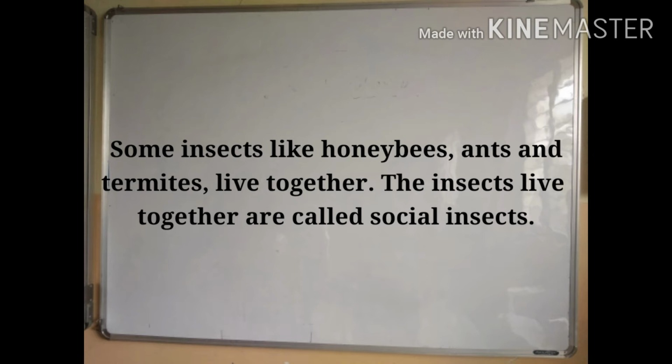Getting? देखो, जो भी ग्रुप्स में रहते हैं, एक साथ रहते हैं, उन्हें कहते हैं सोशल इंसेक्ट्स. मतलब क्या है? The insects that live together are called social insects. हम लोग भी एक साथ रहते हैं, इसलिए ह्यूमन को क्या कहा जाता है? Social animal. We are living in society. Like this, these insects also have a society. So that's why they are called social insects.